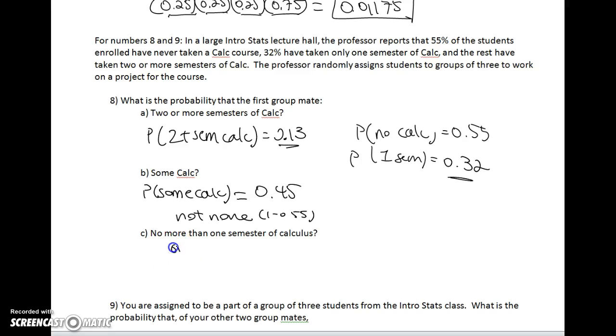So this means that you either had 1 semester or none. Okay, you can't have both, so these are disjoint events. So we are going to go through and add together those 2 probabilities. So 0.55 plus 0.32 is 0.87.